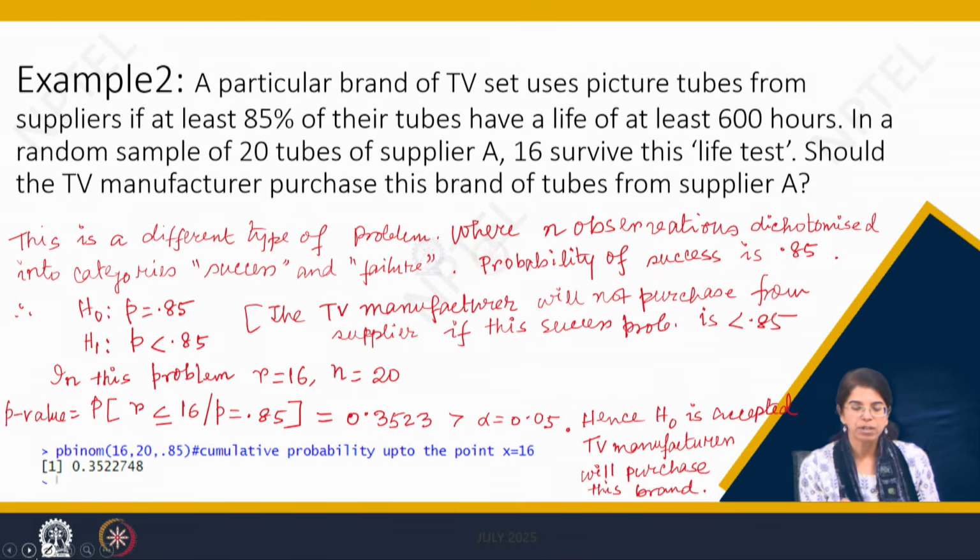Example 2. A particular brand of TV set uses picture tubes from suppliers if at least 85% of their tubes have a life of at least 600 hours. In a random sample of 20 tubes of supplier A, 16 survived this life test. Should the TV manufacturer purchase this brand of tubes from supplier A? This problem is slightly different from the previous one.